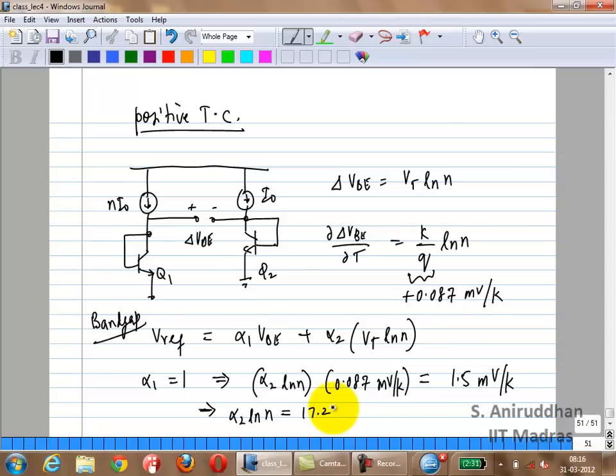VT ln N? Your dou VB by dou T is nothing but K by Q ln N, which is 0.087 ln N. Right? You see, I have underlined only the K by Q. So K by Q is 0.087. So VT, dou VB by dou T is 0.087 ln N. You are going to multiply that by alpha 2, equate it to alpha 1 times 1.5. And now we have even assumed alpha 1 is 1 to make things easier.